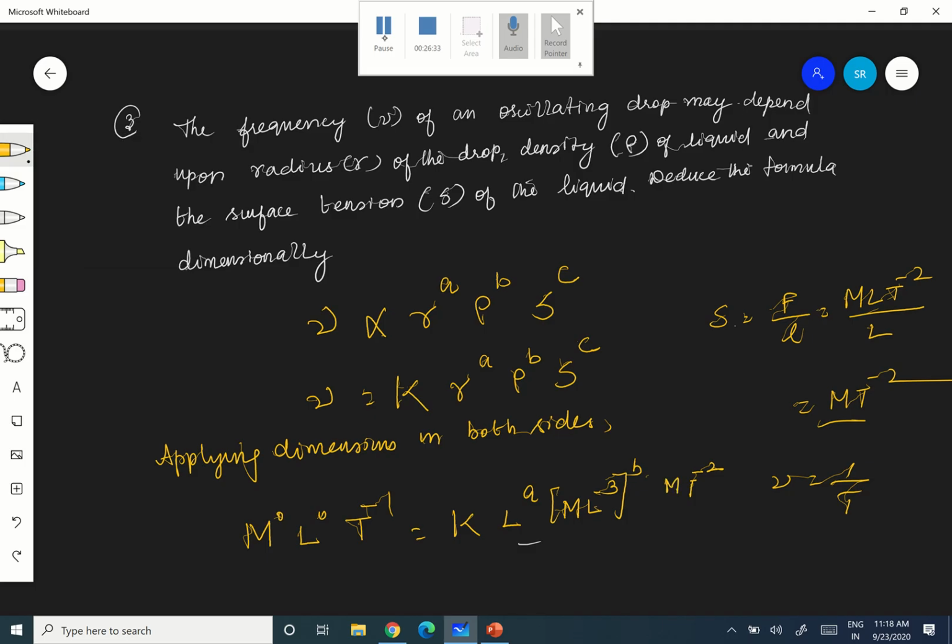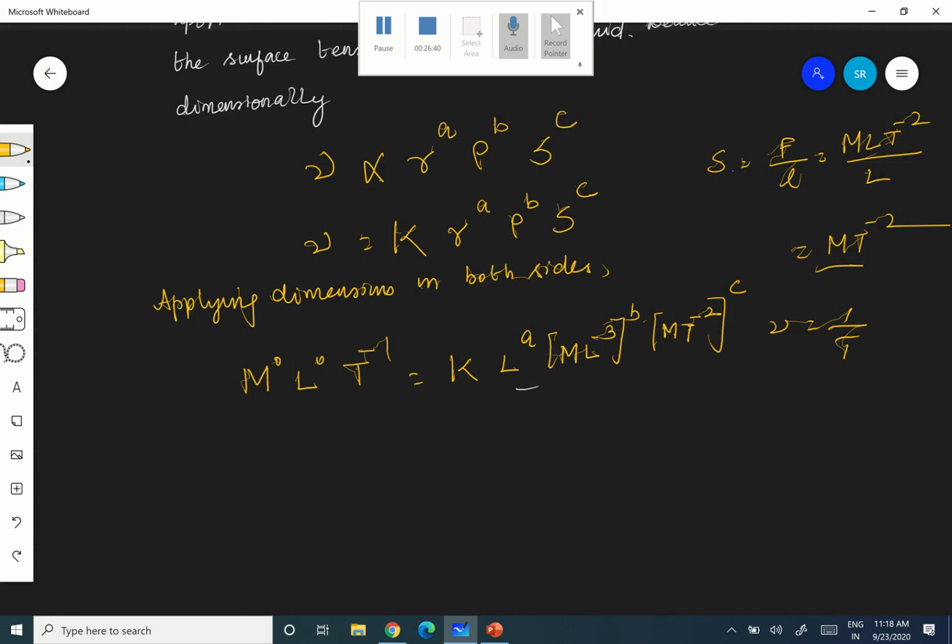M T power minus 2 power C. Okay, right? Therefore, next, what is the next step? You have to consolidate both. Therefore, m power 0, L power 0, T power minus 1. Okay. Therefore, you have to see L power how much total, m power how much, like that.